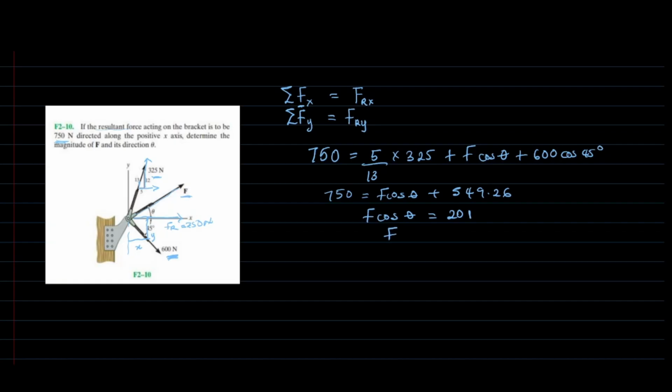I'm going to make F the subject of the formula. You're going to see why shortly. F equals 201 over cos theta. Now moving on to Fy. The resultant force has no y component. You can clearly see it's only in the x-axis.